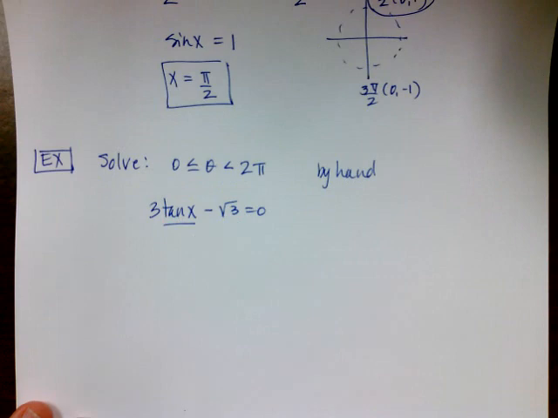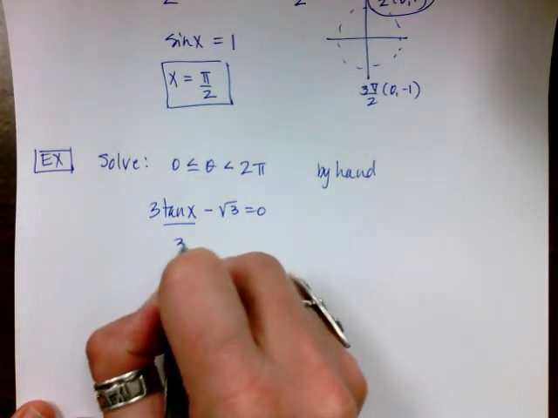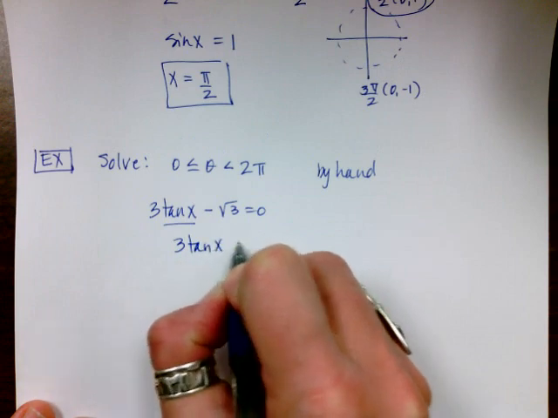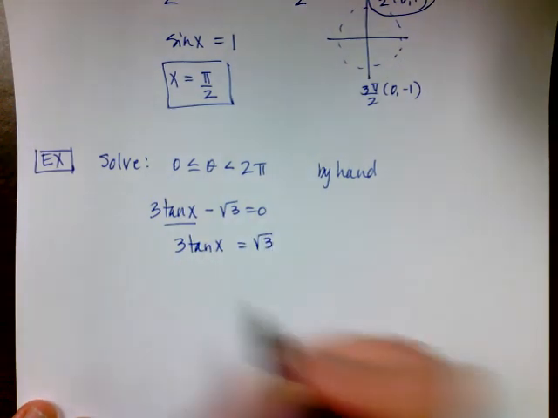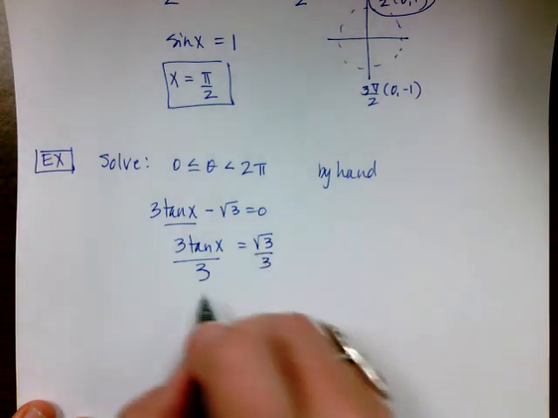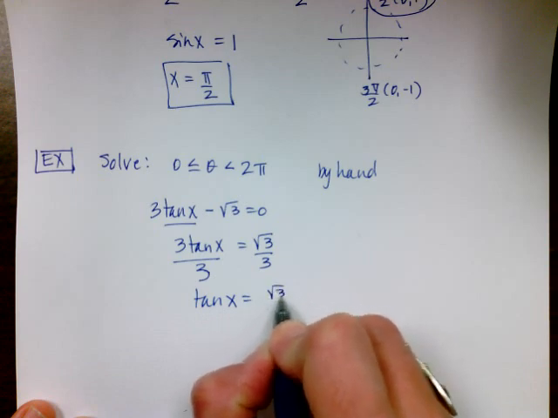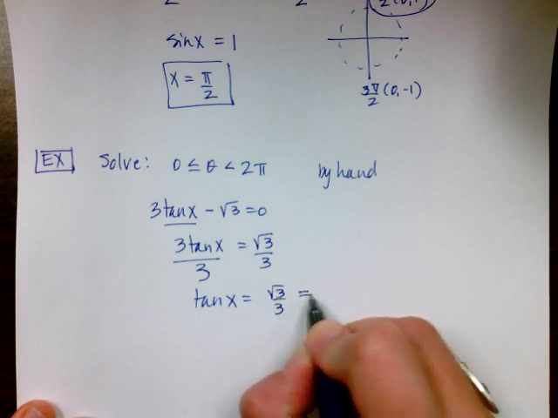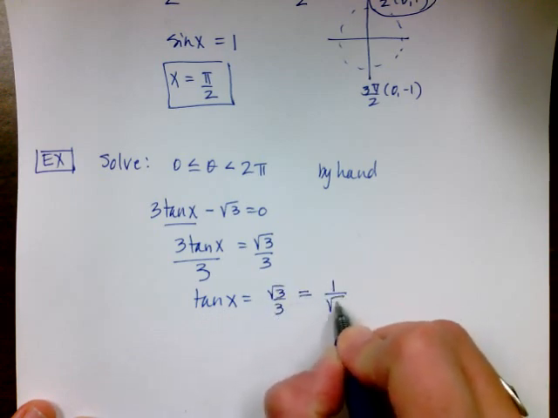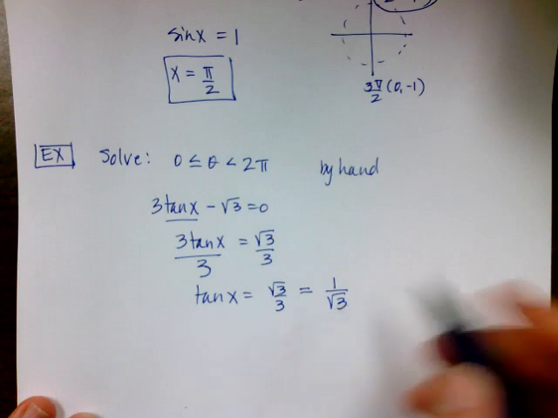Again, my first task is to isolate tangent, so I'm going to take the radical 3 to the other side. So I'm going to have 3 tangent x is equal to radical 3. Now I'm going to divide both sides by 3, and I get the tangent of x is equal to radical 3 over 3. And remember, if I unrationalize this, it's going to be 1 over radical 3, because this is easier to manage my math.